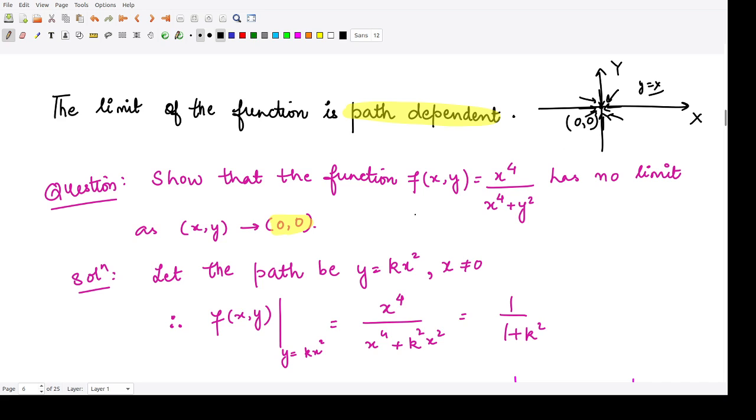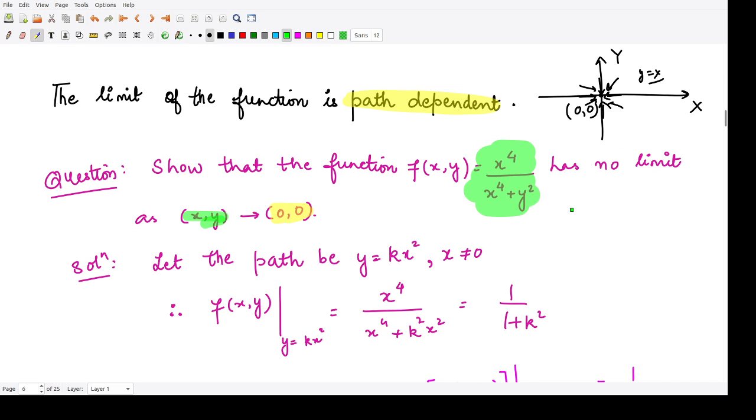So here in this question, we are to check whether the limit of this function exists or not as the point (x, y) approaches the point (0, 0). So the function here is given to be x to the power 4 divided by x to the power 4 plus y square. So here what we do, we take some paths.